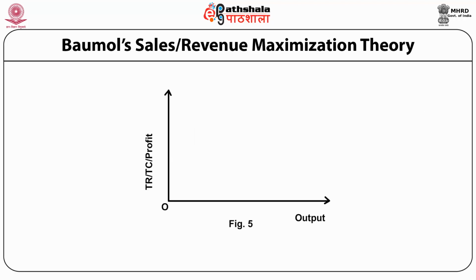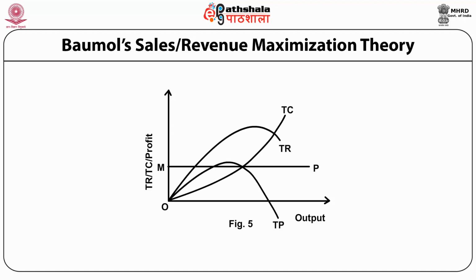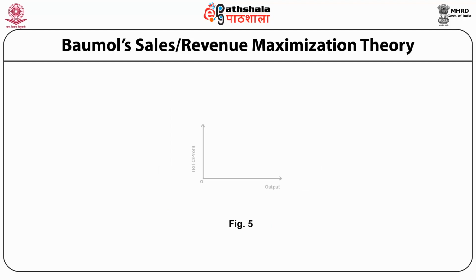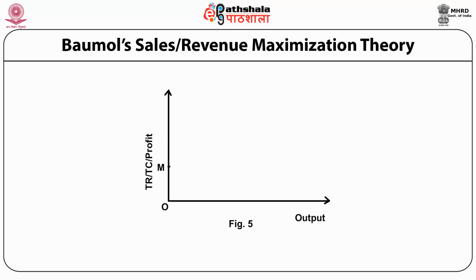Diagrammatic presentation of the model. This is how Baumol has diagrammatically presented his model. TC represents the total cost curve, TP is the total profit curve, MP is the minimum profit or profit constraint, and TR is the total revenue curve.